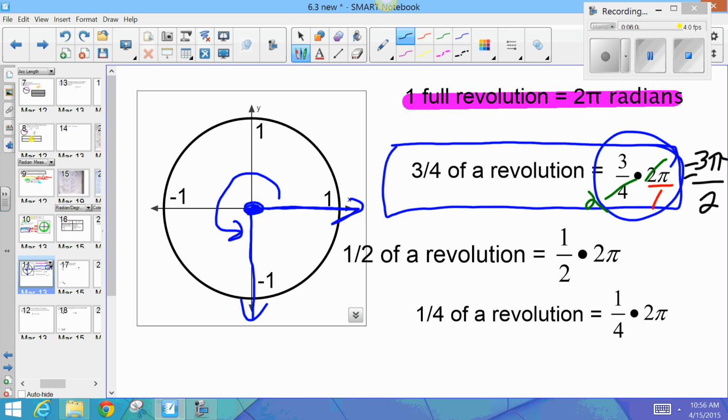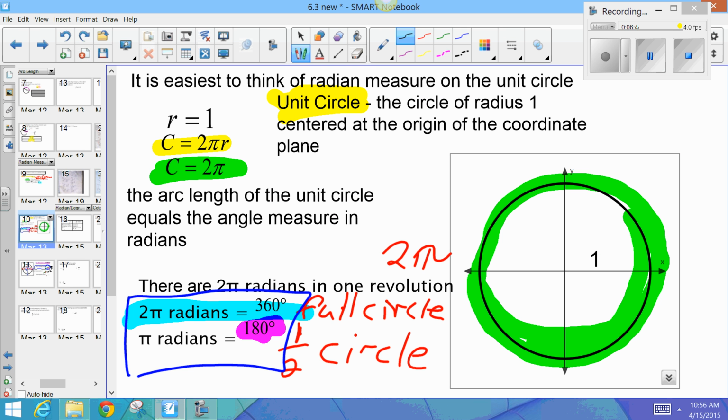Let's move this over so I have enough room for the calculations. Next, let's do half a circle. Again, the initial ray, we're rotating counterclockwise. There's the terminal ray. We know that that's 180 degrees. And so if I multiply 1/2 times 2 pi, I get pi. And actually, I said that on the previous page, that there are pi radians in half a circle.